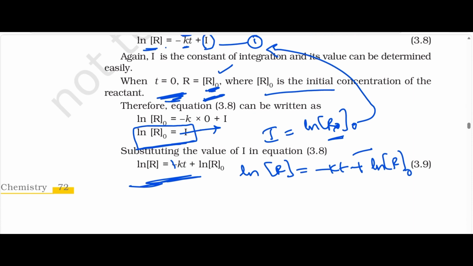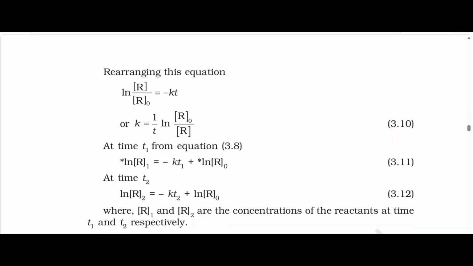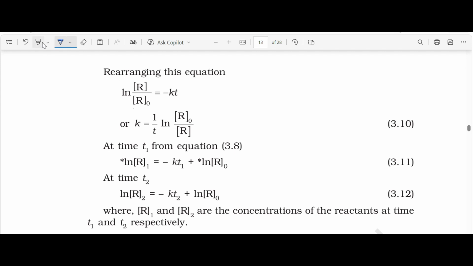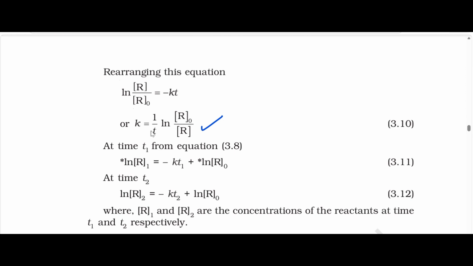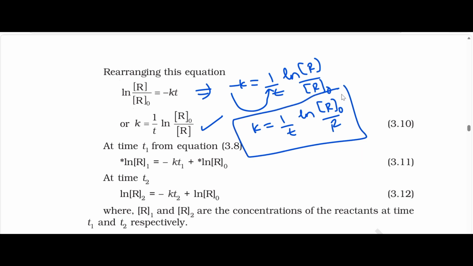Clear? Now upon simplifying we get the expression minus kt equal to ln r by r naught. Now k equals 1 by t ln r naught by r. You can observe the expression here. So minus k equals 1 by t ln r by r naught, and taking the minus inside, k equals 1 by t ln r naught by r. Clear everyone?